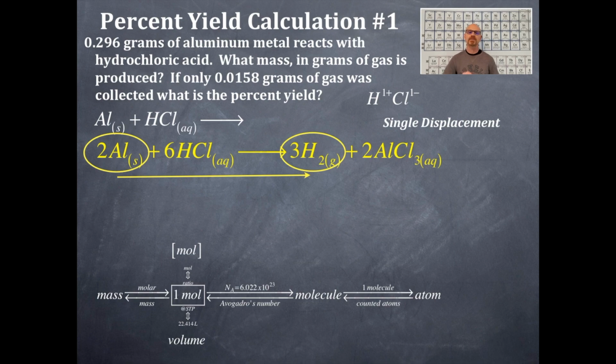So I got grams of aluminum, so therefore we're starting off with a mass. Then I'm going to go from grams of aluminum to moles of aluminum using the molar mass that's on the periodic table. Then I'm going to go from moles of aluminum to moles of hydrogen using the stoichiometric coefficients that you see there. That is 2 moles of aluminum, 3 moles of hydrogen gas. Then I'm going to go from moles of hydrogen gas, that's 1 mole of hydrogen gas, to the grams of hydrogen gas, and that is a diatomic.